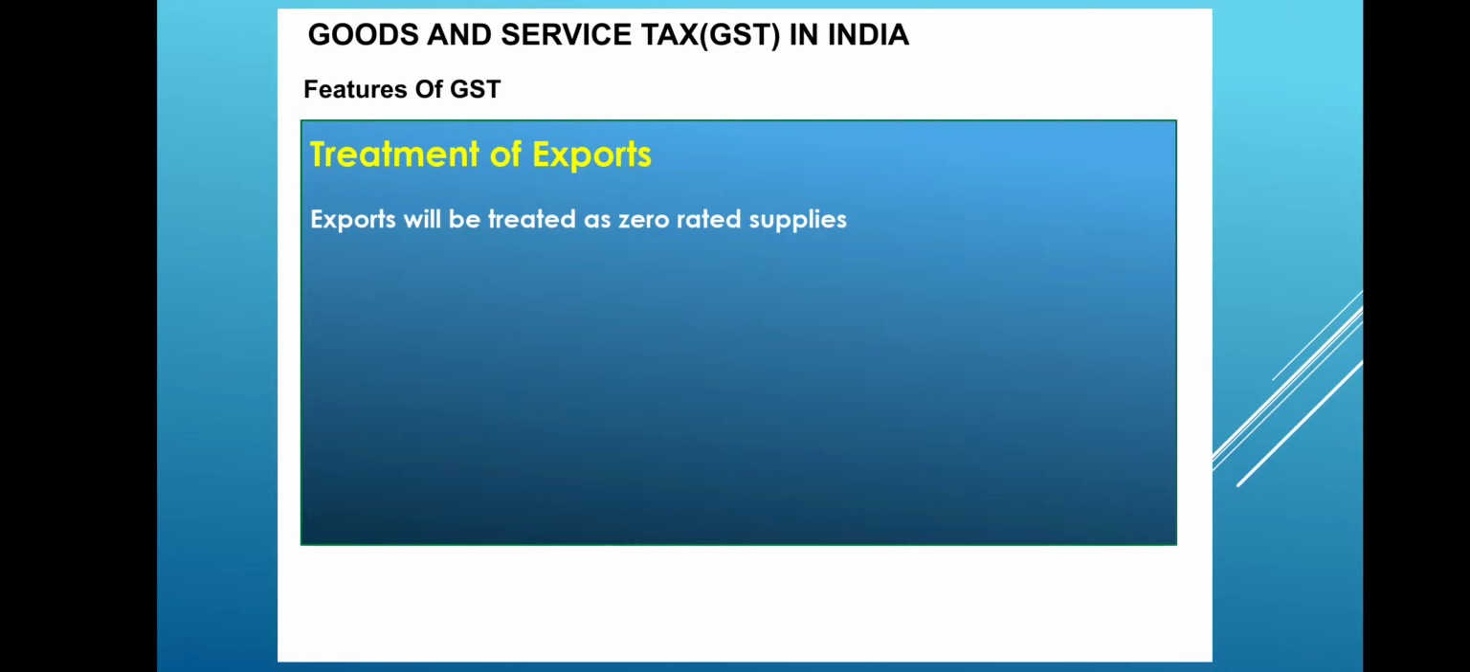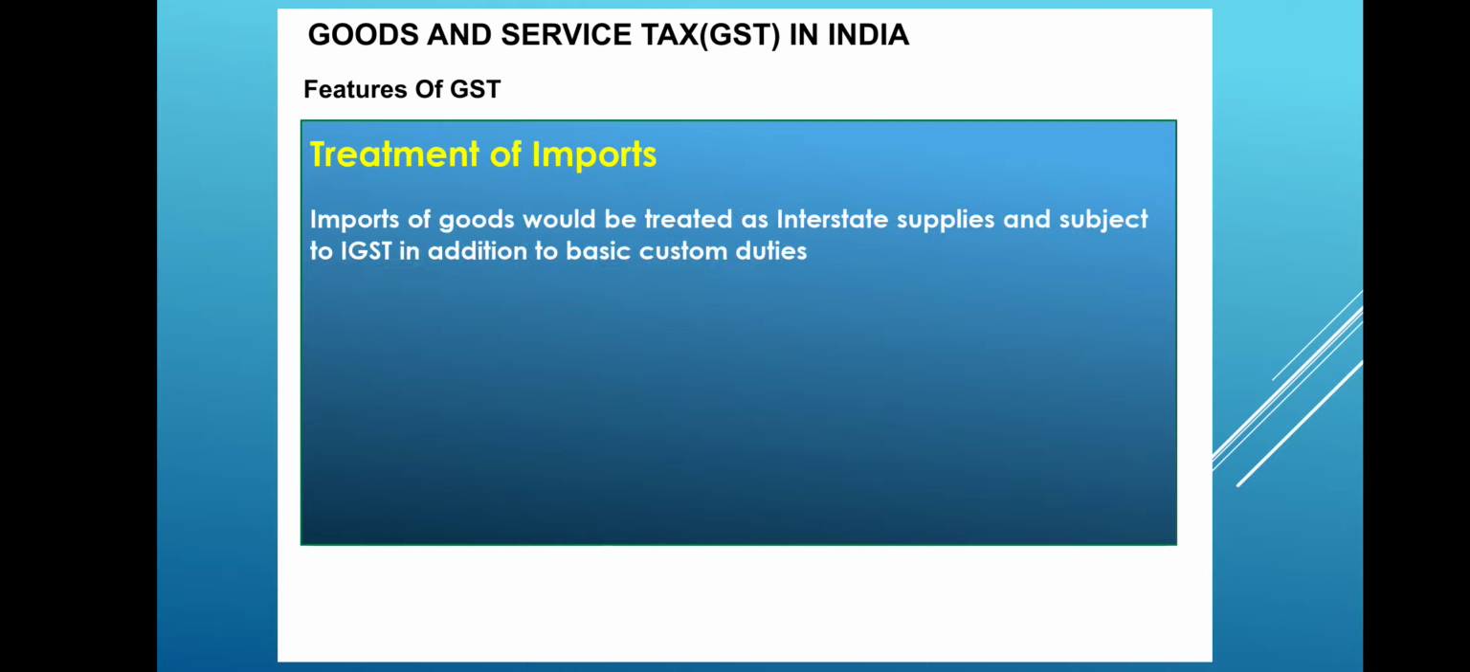Next one is treatment of export. As we already discussed that this tax is generally based on the principle of destination. So where the goods have been exported to another country, that means in that case exports will be treated as zero rated because the goods are not consumed in this country. Now the goods have been consumed in another country. So this is the basic reason why exports are treated as zero rated supplies.